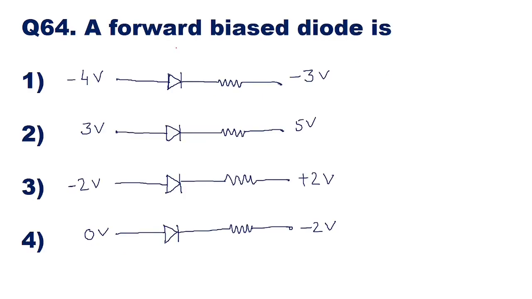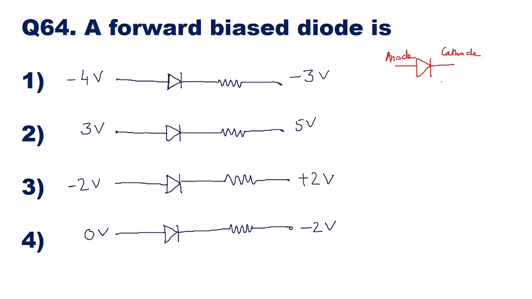Now in this question, it is asked which is a forward bias diode, and in the options 4 diagrams are shown. We have to see in which diagram forward biasing of the diode is indicated. Here the basic condition for forward biasing: a diode is a device which has 2 terminals, this terminal is known as anode and this terminal is known as cathode.